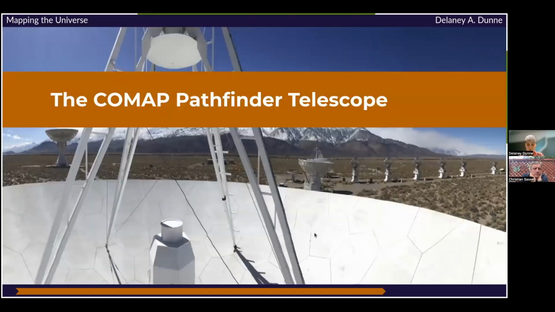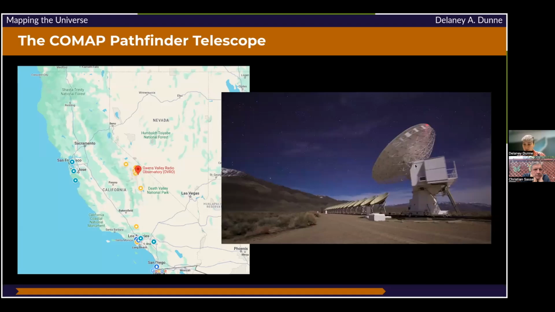So this is a picture from on top of the dish of our radio telescope, which we call the COMAP Pathfinder. This is what it looks like at night. It's located in the Owens Valley Radio Observatory, up in sort of central California near Death Valley. And there's lots of different radio projects from Caltech here. We're just one of them. You can see there's also all of these other dishes in this picture.